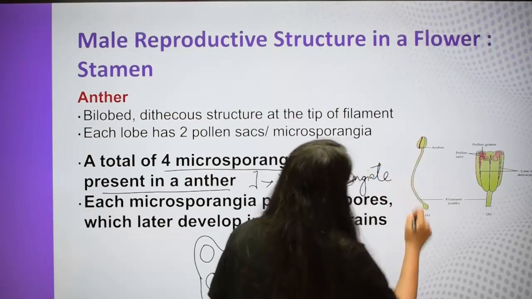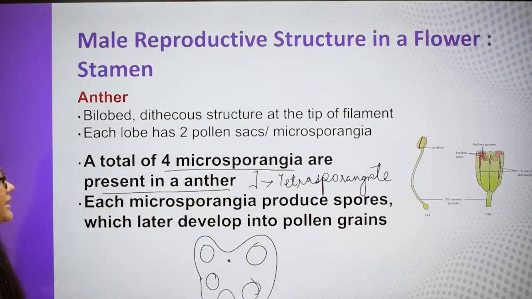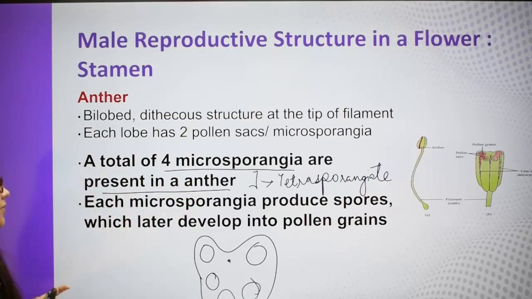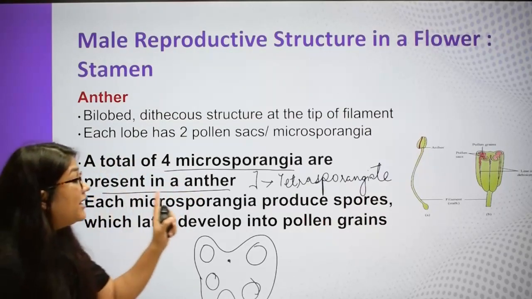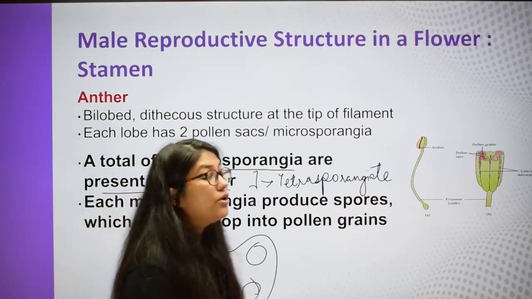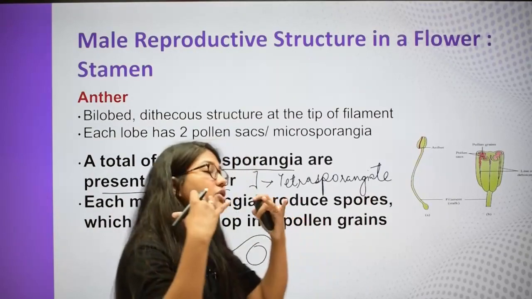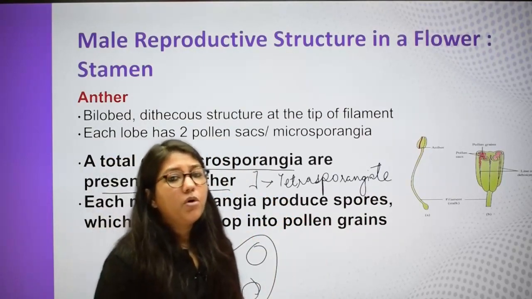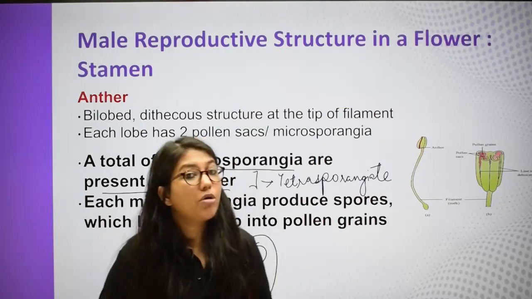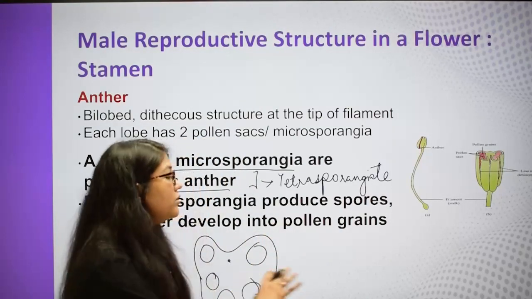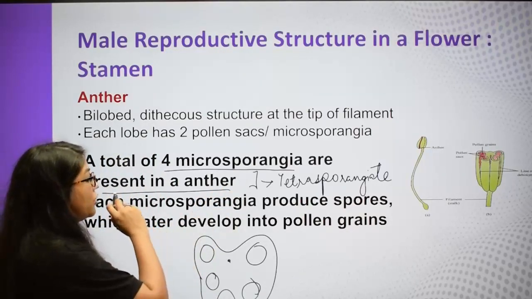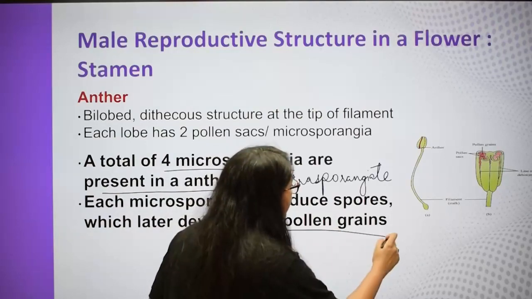Okay, the term that we are going to use here is tetrasporangiate. So a total of 4 microsporangia are present in the anther. Each microsporangium produces spores which later develop into pollen grains, right? So the entire story of the development of pollen, how microspores will be formed, what is the microspore mother cell or pollen mother cell, that we are going to see in the coming up slides.